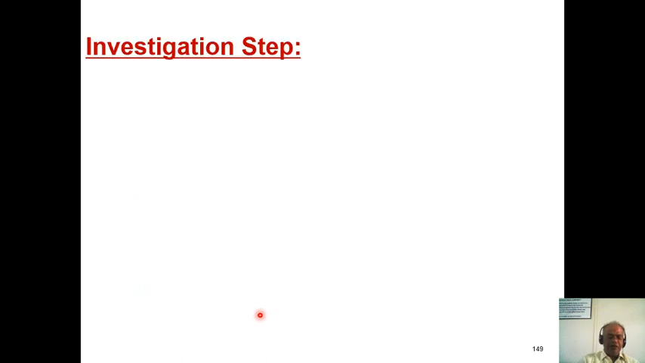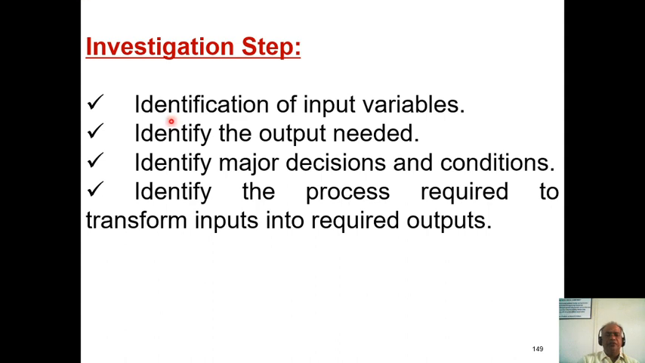In the investigation step, the user identifies all the input variables through this algorithm. After identifying the input variables, identify the output needed. That is the first specification: identification of input variables, and then identify the output that is needed.